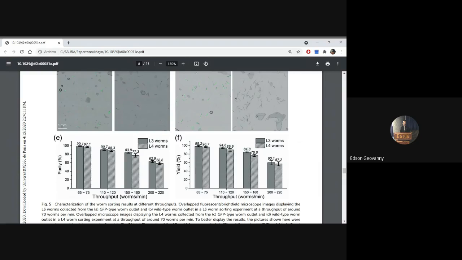80% with 155 worms per minute. For L4 worms, purity and yield were less than L3. Their data indicate the same thing. In conclusion, a chip has been developed to classify worms that express green fluorescent protein in a fast and biocompatible way. Thanks.